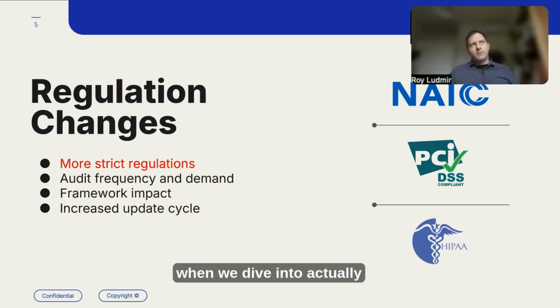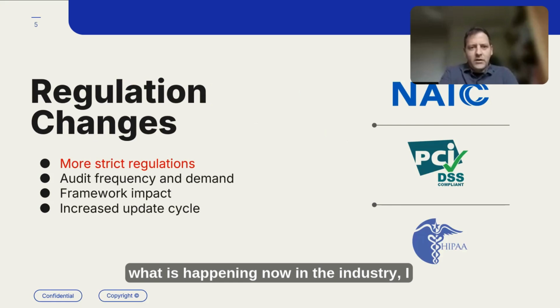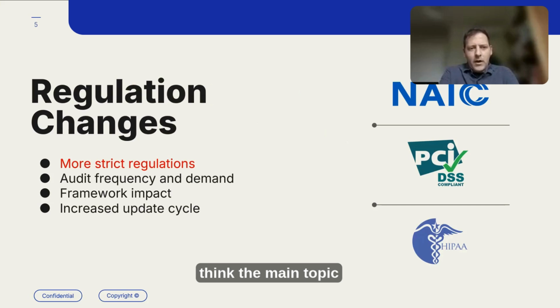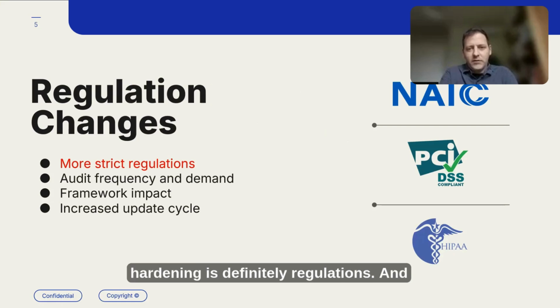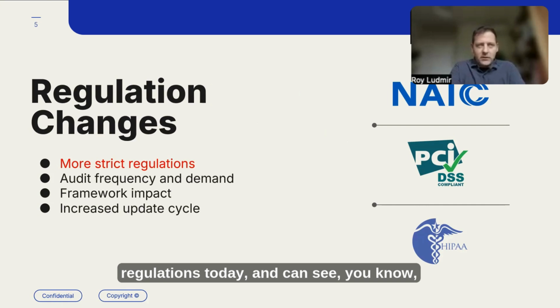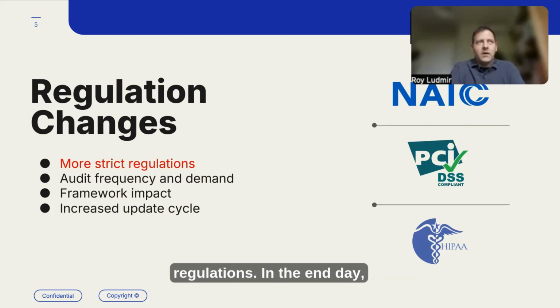Now, when we dive into what is actually happening now in the industry, I think the main topic that is pushing organizations to deal with this topic of hardening is definitely regulations. And regulations today, we can see everything from the health sector, HIPAA, PCI DSS, local banking regulations, state regulations.